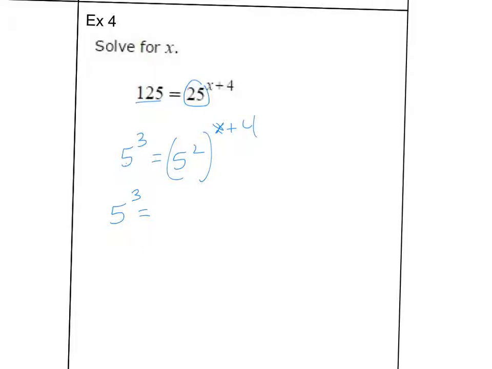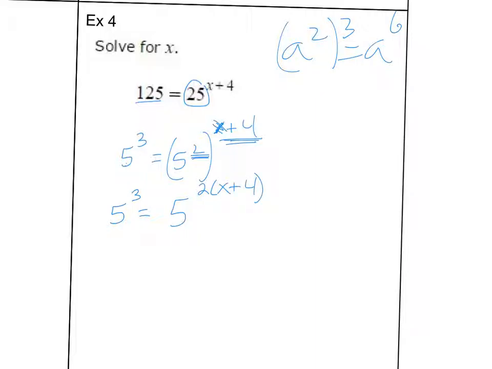And on this right side, I've got a power raised to a power, and I know that if I have a power raised to a power, like for example, if I had a squared to the third, I would multiply those powers together and make it a to the sixth. This is the same idea. I'm going to take these two powers and multiply them together. So this right side will be 5 to the whatever 2 times x plus 4 is, multiplying these two powers together. That's going to give me an expression like 5 to the third equals 5 to the, if I distribute this, 2x plus 8.